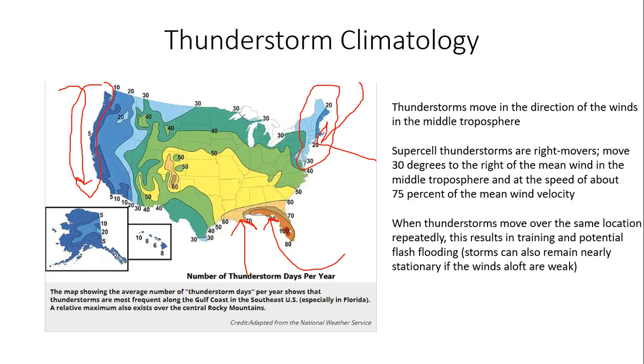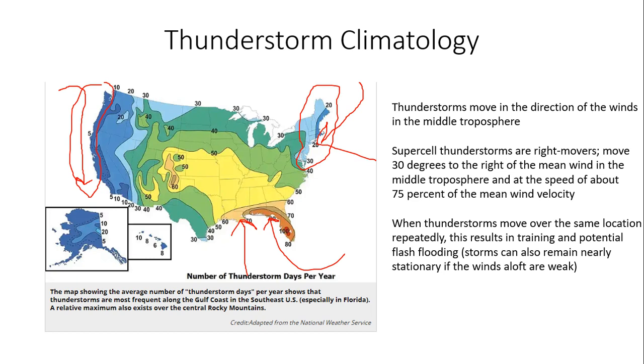So thunderstorms, in general, here are some facts about thunderstorms. They tend to move in the direction of the winds in the middle troposphere. That tends to be their steering currents. Supercell thunderstorms are a very special type of thunderstorm. I talked a little bit about that in the How the Weather Works training series, video 12A, the one before this one. When supercell thunderstorms become what's known as right movers, they generally move 30 degrees to the right of the mean or average wind in the middle troposphere, and at a speed of about 75% of the mean wind velocity.